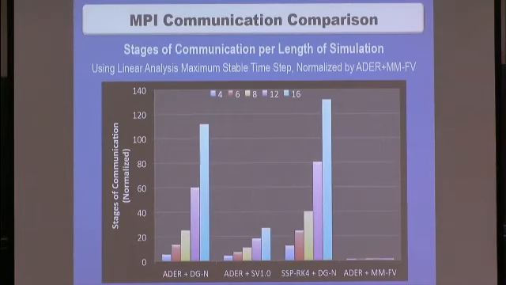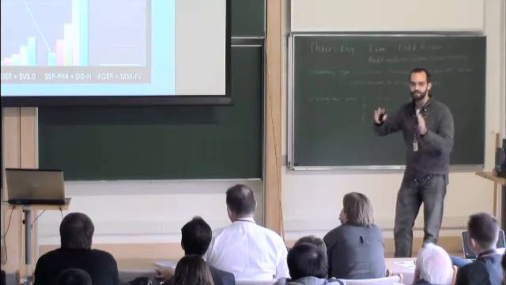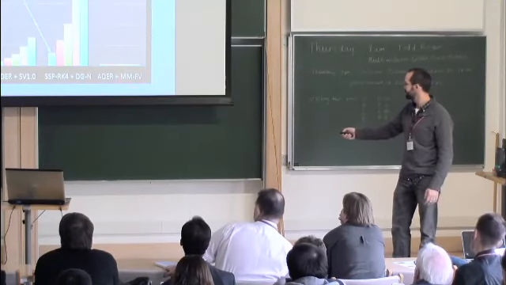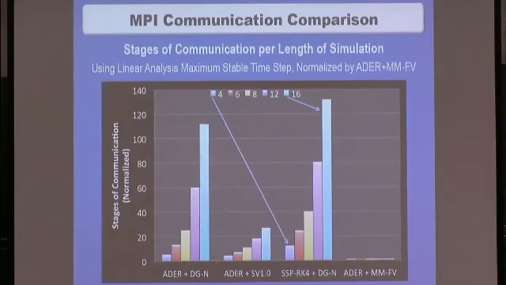But you have an ADER discontinuous Galerkin nodal method requires this many, sorry, these colors are the same. This is 16th and this is 4. This is how many stages of communication you have to do to get to a certain length of time, and I normalized it by the large time step here. And so, if we look at 8th order, maybe that's a little more reasonable. You're talking about between 30 and 40 times fewer stages of communication with the multi-moment finite volume.